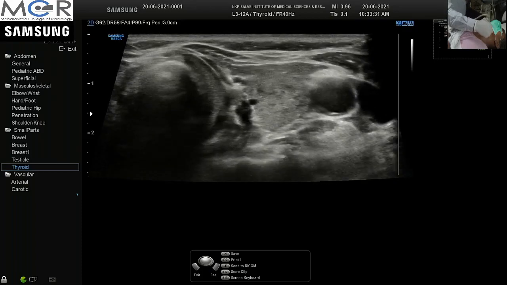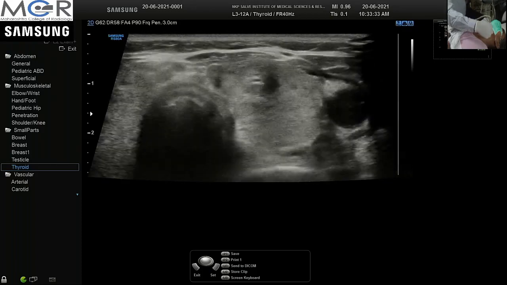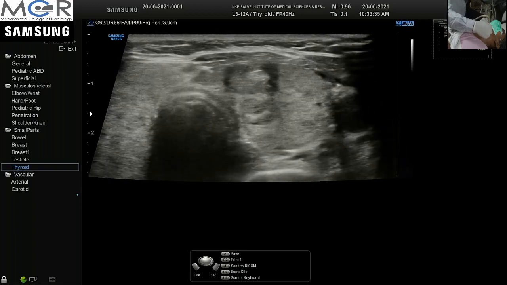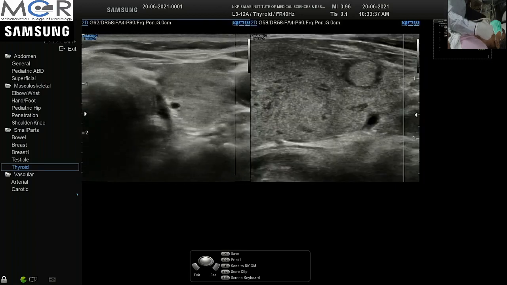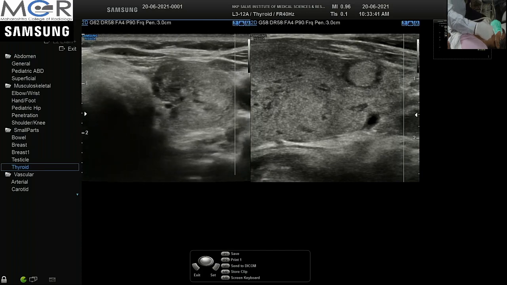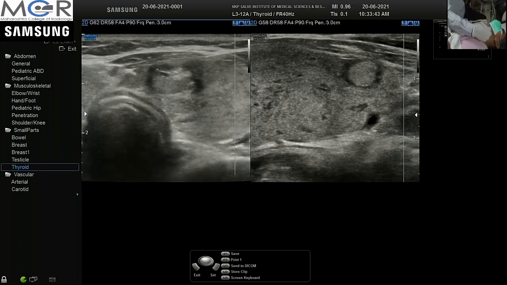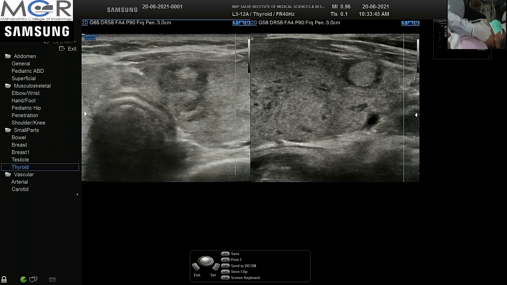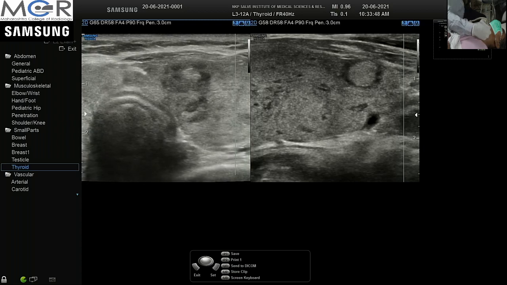Now coming here, the upper pole nodule. The upper pole nodule, you see it, we'll try to see in both planes. We'll divide the screen here. Keep our probe vertical so that we have correct information about the nodule.